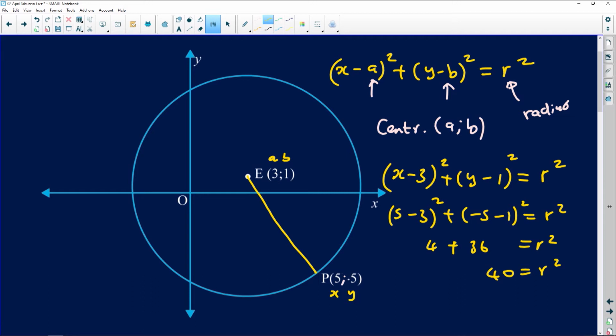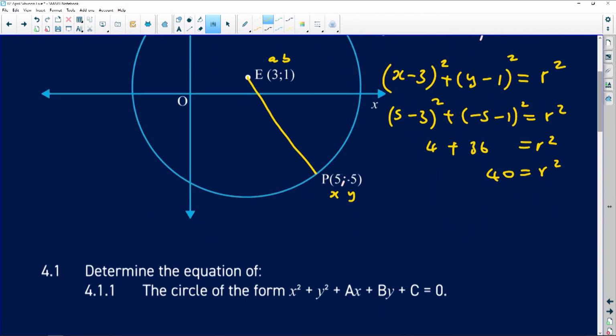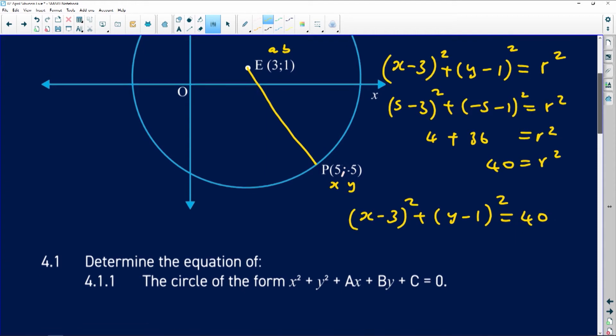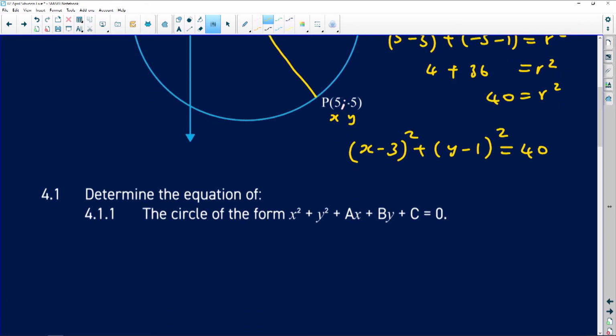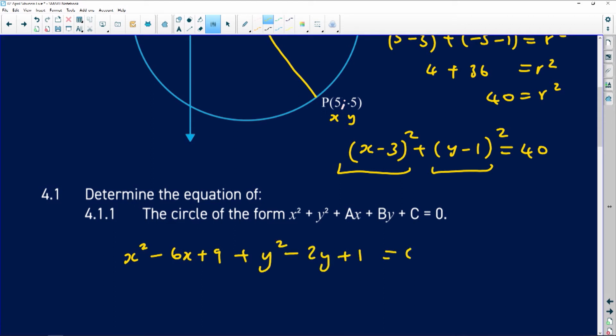That means my equation, according to what we have so far, is just going to become (x - 3)² + (y - 1)² = 40. But the examiner does not want it in this form. What they want is the expanded form. So I need to just break those binomials, which is simple work from grade 10. So you break this (x - 3)², which is going to give you x² - 6x + 9. You break the second binomial squared, you're going to get y² - 2y + 1 = 40.